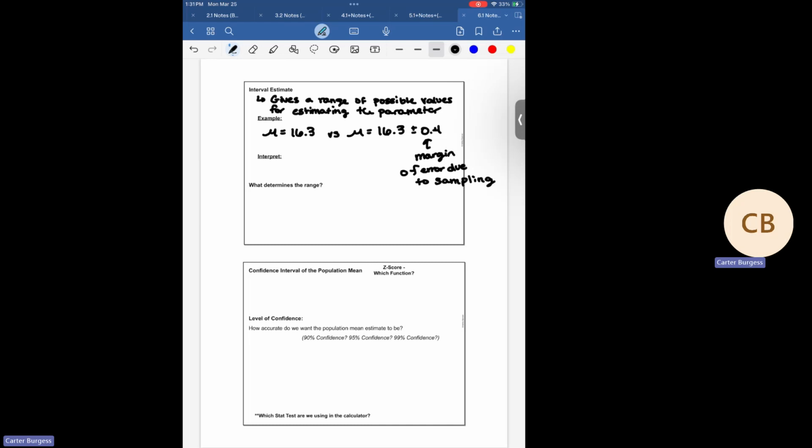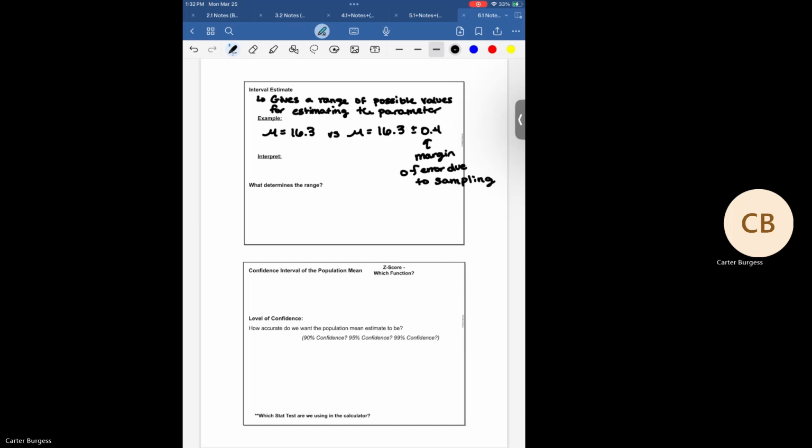Which of these would we say is more accurate? Which one gives us a more precise guess as to what mu is going to be? So in this case, we're saying precision. Which of them gives us the narrowest, most fine-tuned guess for what mu could be? The first one, right? 16.3 is as precise as we're going to get. We're not wavering at all. We're not saying within a certain range, right? We're saying 16.3. That's our largest accuracy.